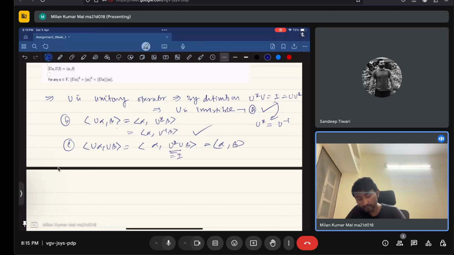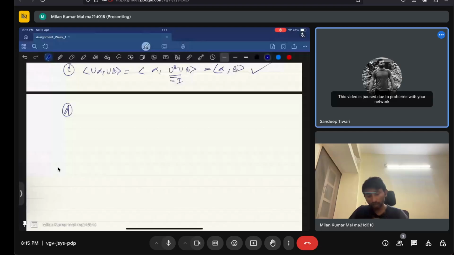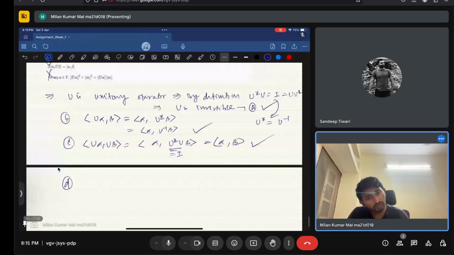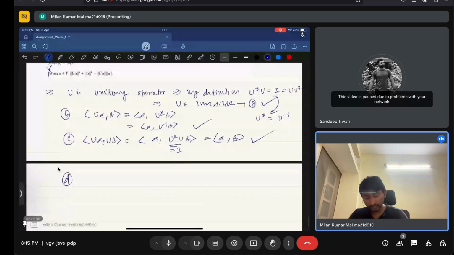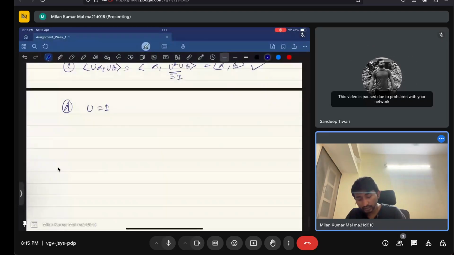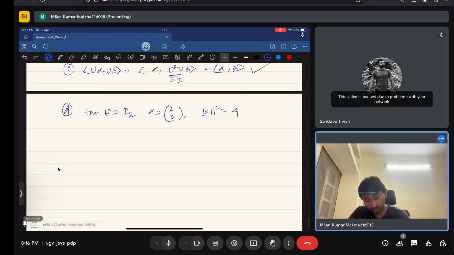One can create some example. Let's take u equal to identity, and alpha is any vector. Take u equal to identity, and alpha is something which is non-zero, something like identity 2. Then mod of alpha square is equal to 4. So that means the norm of alpha is equal to 2.